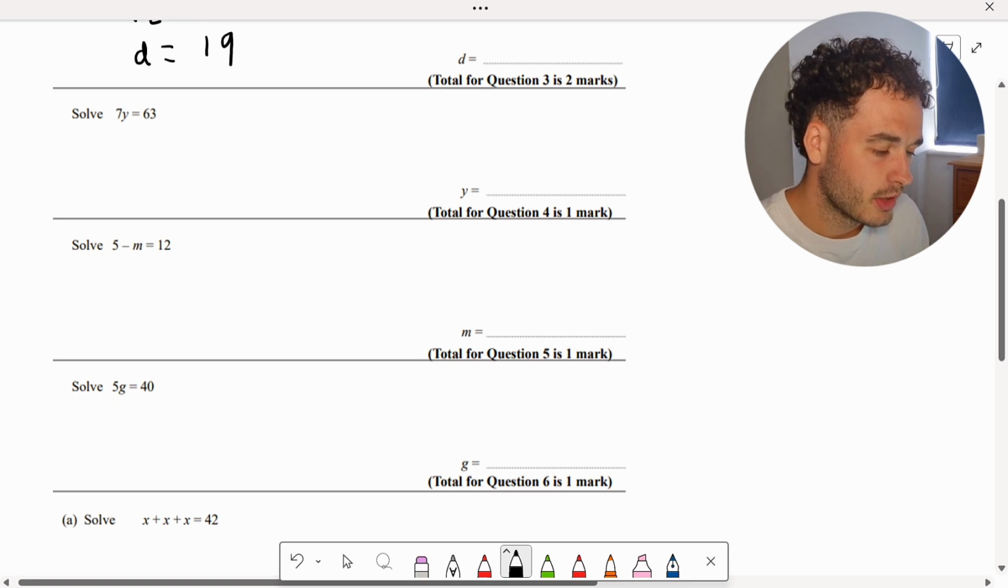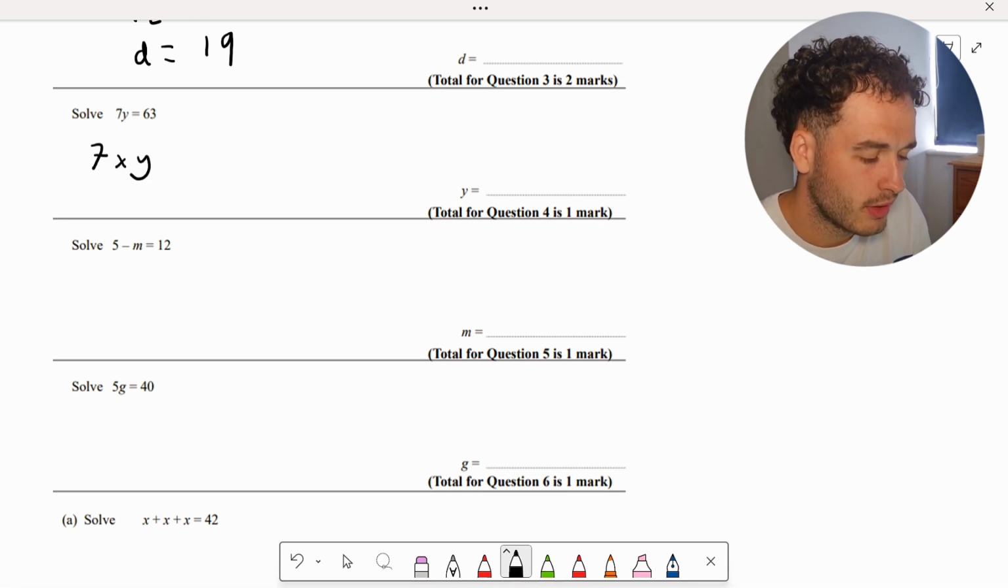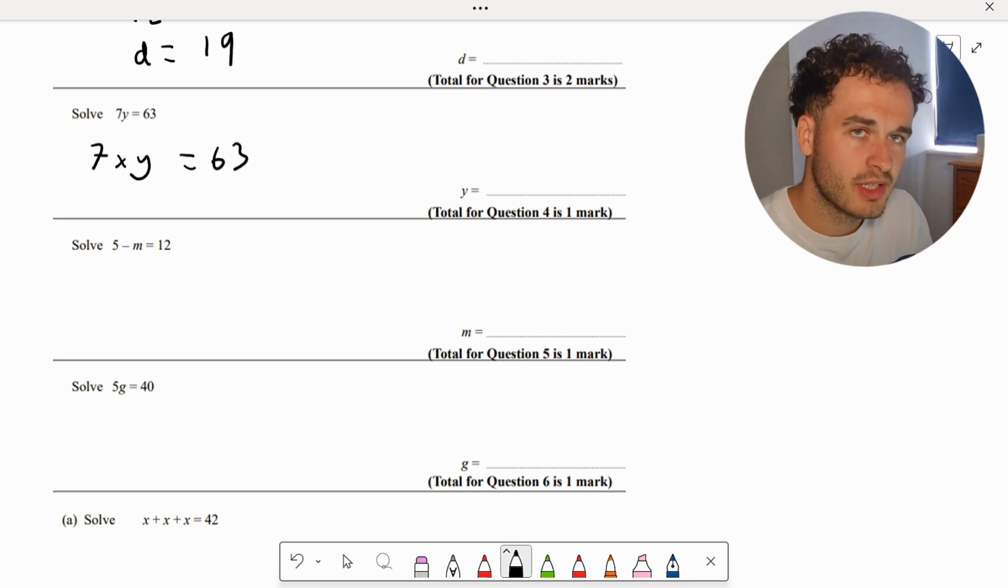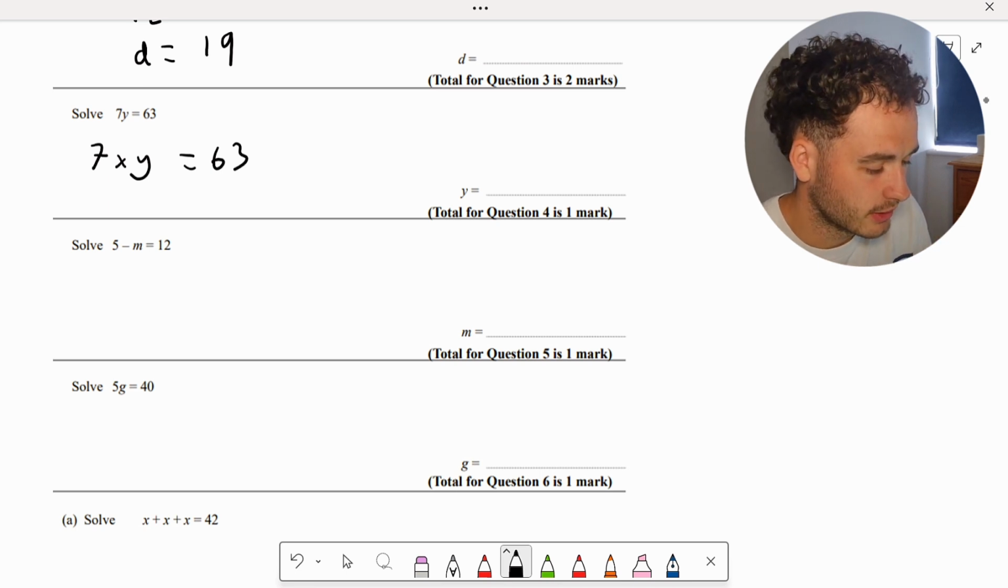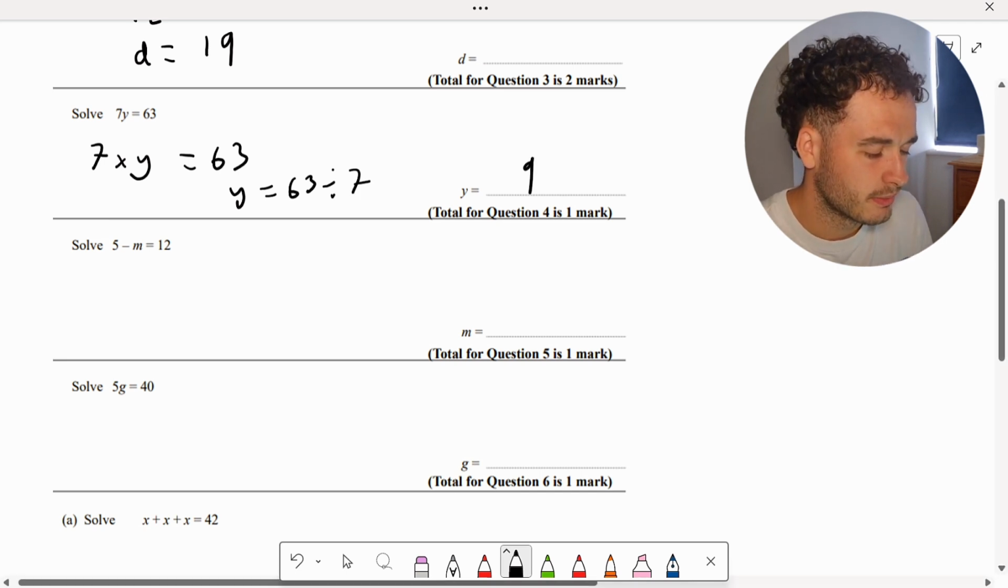So 7y equals 63. Well, this is 7 times by y. 7y means 7 times by y equals 63. So the opposite of timesing by 7 is what? Dividing by 7. Excellent. So y equals 63 divided by 7. You do it to both sides of the equation. 63 divided by 7 is just 9.